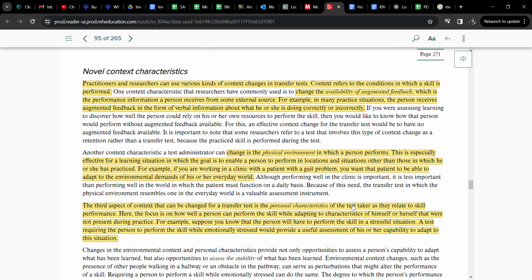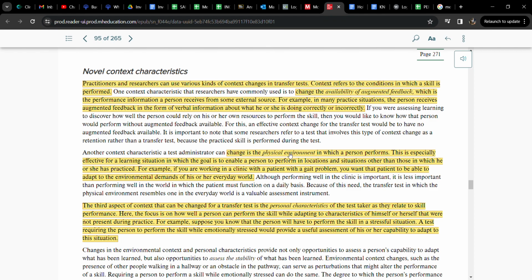Now, transfer tests can be applied in multiple different ways. If we look at a few different context changes, one is the availability of augmented feedback. When we ask somebody to transfer a test over, sometimes we'll give them less and less feedback. We won't tell them, hey, you're doing this wrong, or you need to get better at this. We often just decrease how much feedback they're getting so that they have to rely on their own error mechanisms and their own assessment of the skill in order to reflect a good performance of the skill.